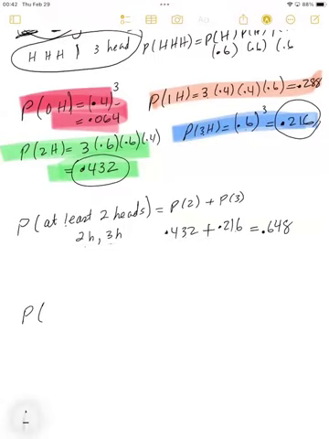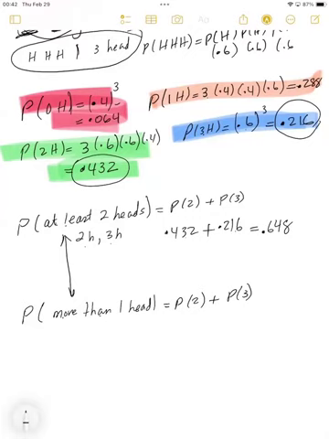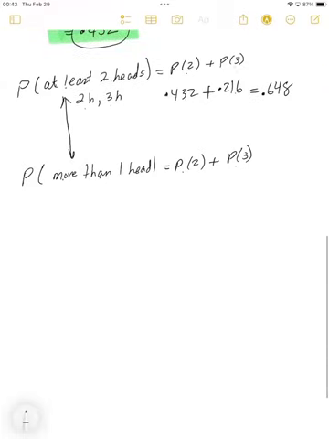If they ask you to find the probability of having more than one head, that means P of 2 plus P of 3. So more than one or at least two, these two are the same thing. More than one, in this case, would be P of 2 plus P of 3. At least two heads, that means P of 2 plus P of 3. And the answer would be obviously the same.